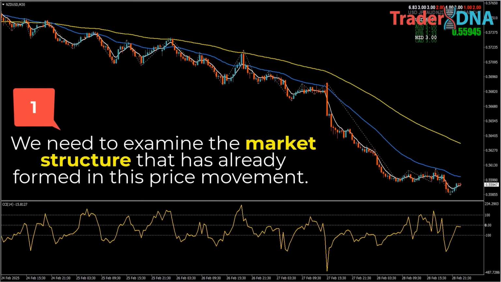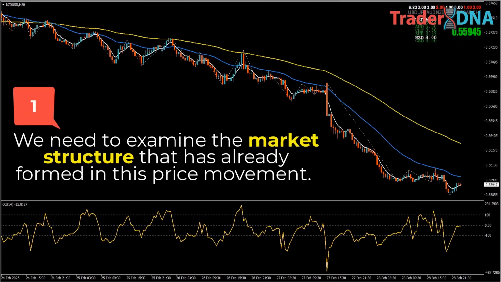First, we need to examine the market structure that has already formed in this price movement. To do that, we're using the zigzag indicator. But here's something critical. You must adjust the settings if you want it to accurately map out the market structure, the way I'm using it in this video. If you stick with the default settings, the indicator won't be as precise and you won't get the same level of clarity. But don't worry, I've got you covered.